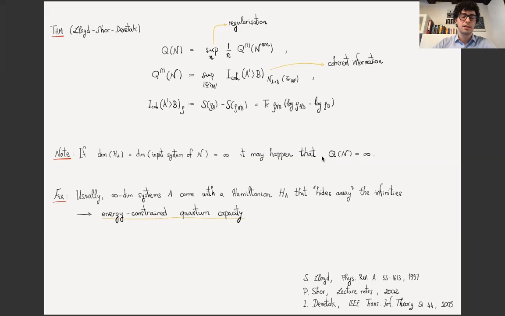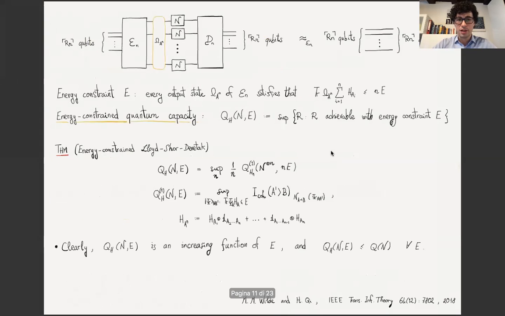And the reason why this is so in this case is because most infinite dimensional systems, for example, the continuous variable quantum systems that we saw before, come with a Hamiltonian. A Hamiltonian that dictates that if you want to explore all infinite dimensions of the space, you need to increase your energy budget. So you have to prepare higher energy states if you want to explore the whole Hilbert space. And this is the reason why it's very useful to impose an energy constraint and to talk about energy constrained quantum capacity. What does it mean?